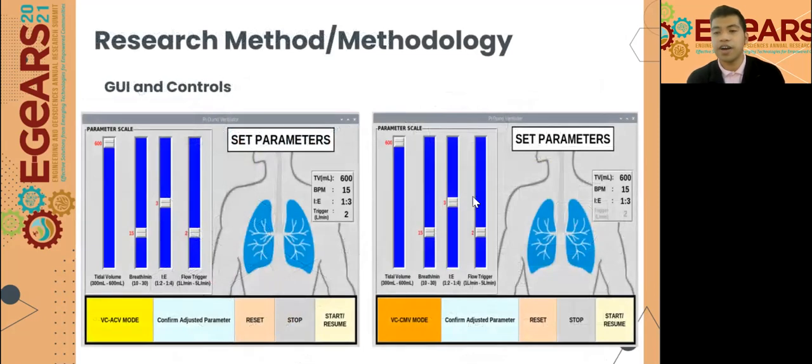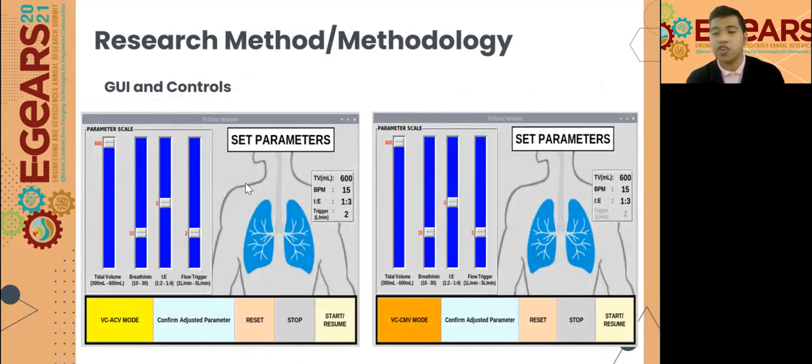This is the GUI and controls we created for the ventilator. On the left side is the VC-ACV mode, while VC-CMV mode is on the right side. The difference between the two is that the flow trigger is activated during VC-ACV mode.